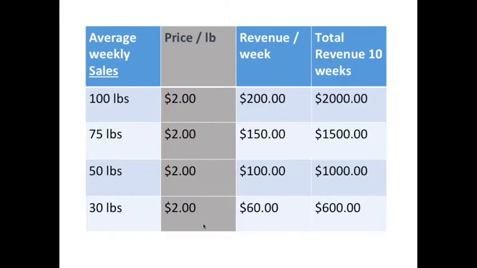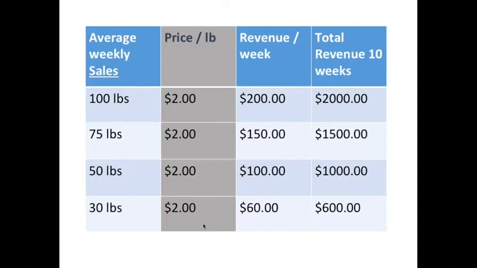Now compare that $1.25 to raising the price to $2 a pound. Suddenly the pressure to sell a large volume of tomatoes is slightly lessened. I only have to sell 75 pounds per week at $2 a pound, and I'm going to make even more money. I'm making $1,500 versus $1,250.